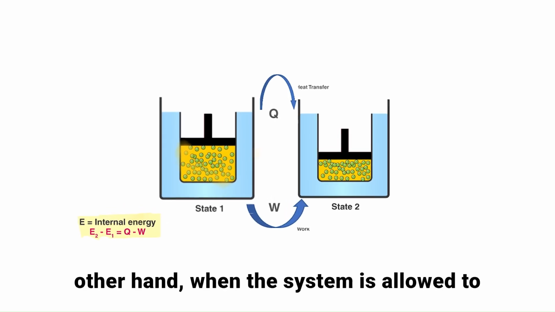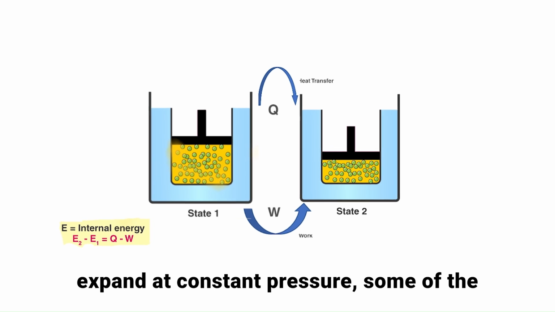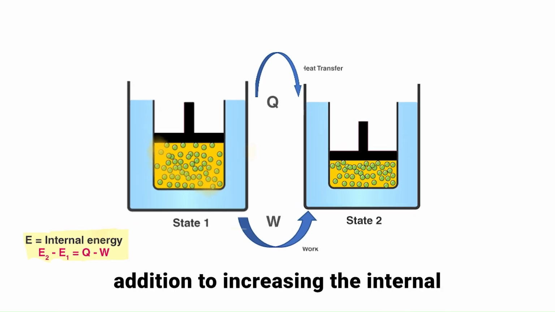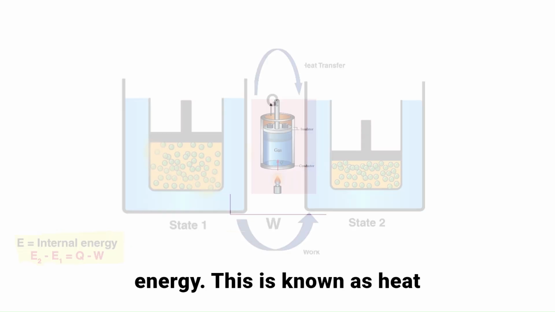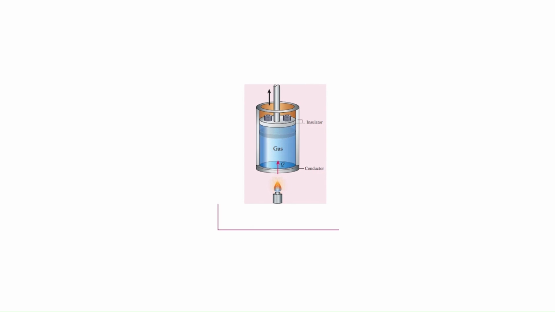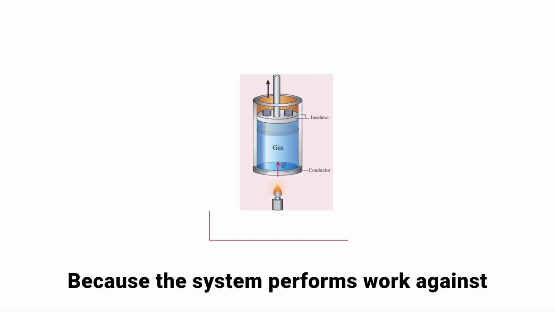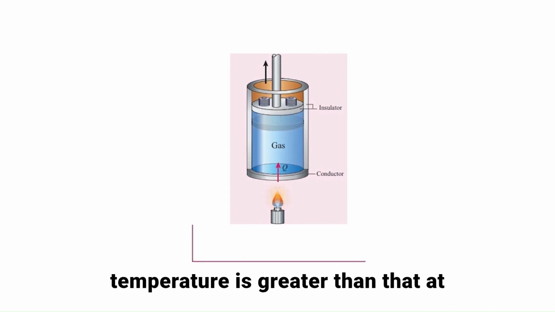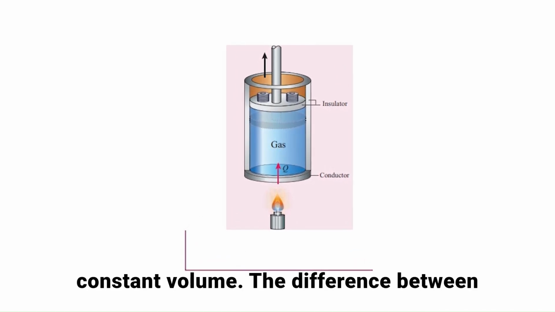On the other hand, when the system is allowed to expand at constant pressure, some of the heat supplied is used to do work in addition to increasing the internal energy. This is known as heat capacity at constant pressure. Because the system performs work against the external pressure while expanding, the heat required to raise the temperature is greater than that at constant volume.